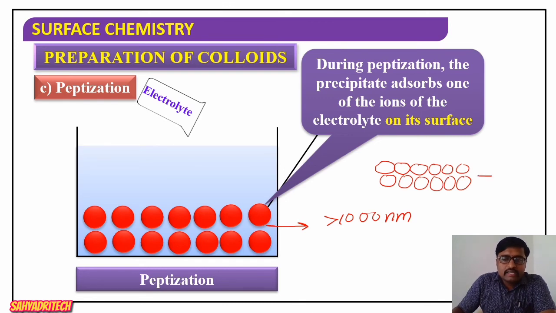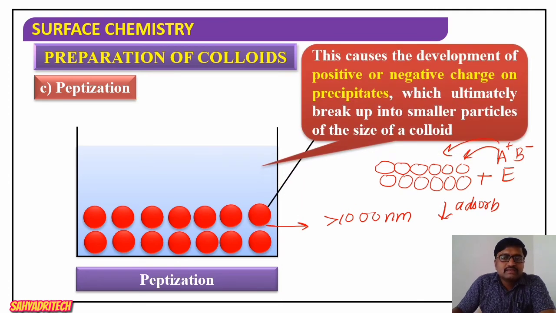When electrolyte is added to the precipitate, these precipitate molecules adsorb ions of the added electrolyte. If I consider A plus B minus as the electrolyte, these ions are adsorbed by the precipitate molecules. The ions are present on the surface of the precipitate molecule. Either cation or anion, any kind of ion will be adsorbed.